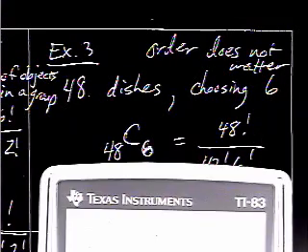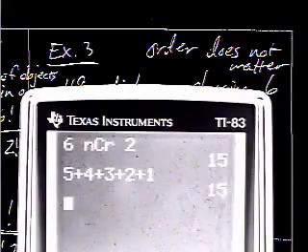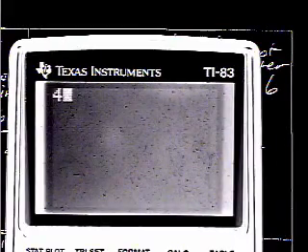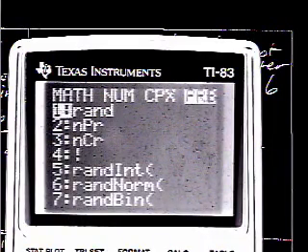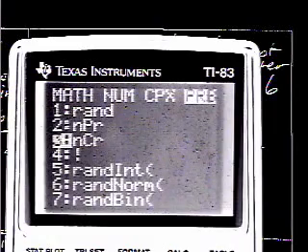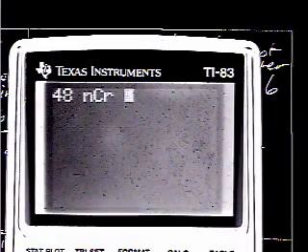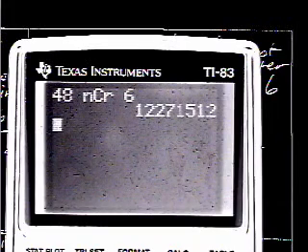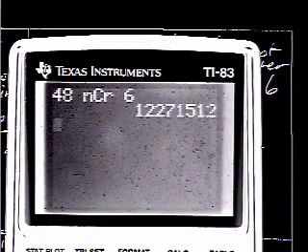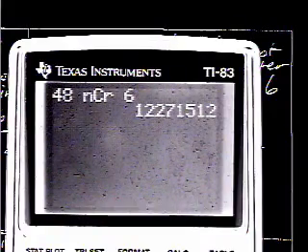48, Math, PRB, nCr, 6. Looks like 12,271,512.